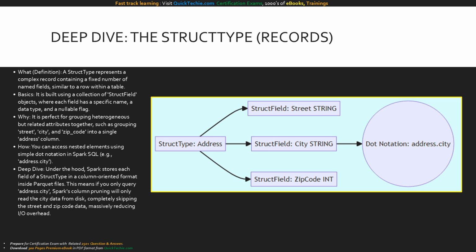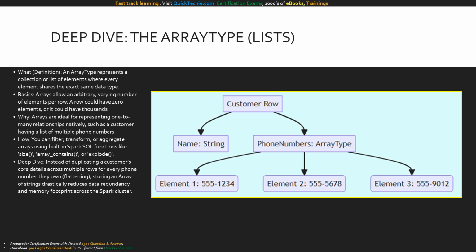On the far right, the diagram highlights how we actually extract the data we want. The arrow points from the city field directly to our query mechanism, the dot notation. By typing address.city, Spark knows exactly how to navigate this internal structure and pull out precisely the data you requested without touching the rest. Moving on to our next structure, the array type.